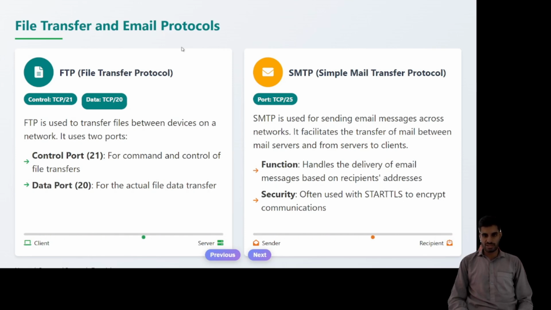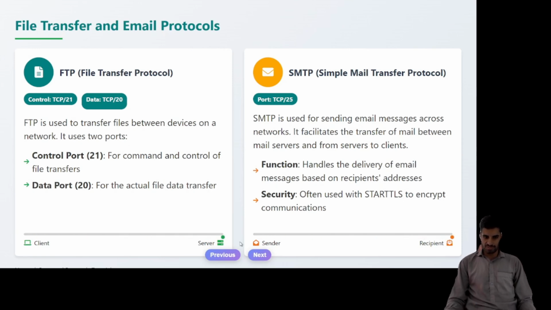It facilitates the transfer of mail between mail servers and from servers to clients. So we have the servers holding our emails, then it uses this protocol to send them to our computers in a browser. For emails, we use SMTP with port 25. It handles the delivery of email messages based on the recipient's address, so it also uses the IP address. To transfer that, security is often used with STARTTLS to encrypt communications.